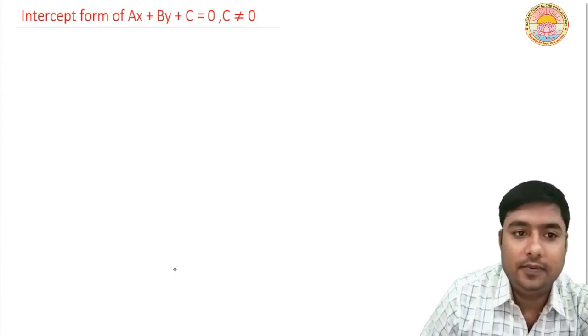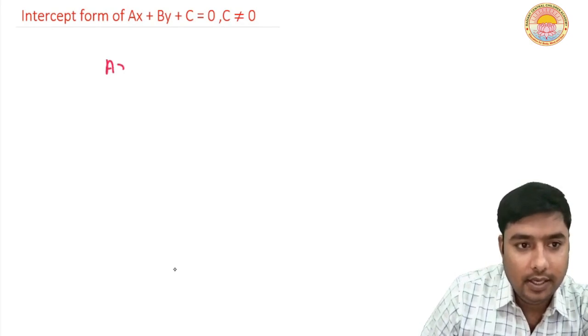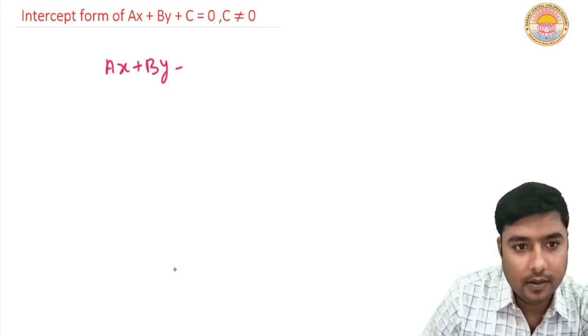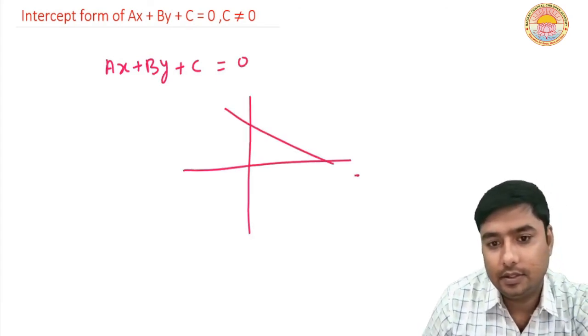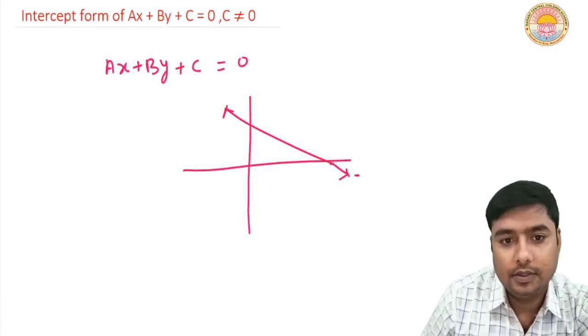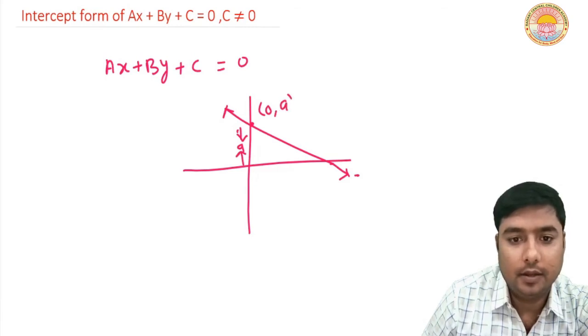Next is the intercept of the general form, ax plus by plus c equals 0. Suppose a line passes through the axes, and this distance is a, so this coordinate is 0 comma a. If this distance is b, so this coordinate is b comma 0.